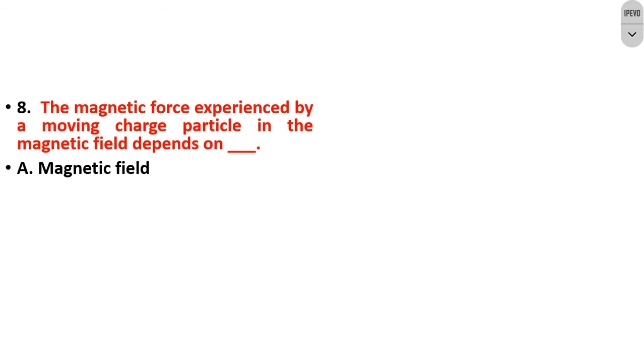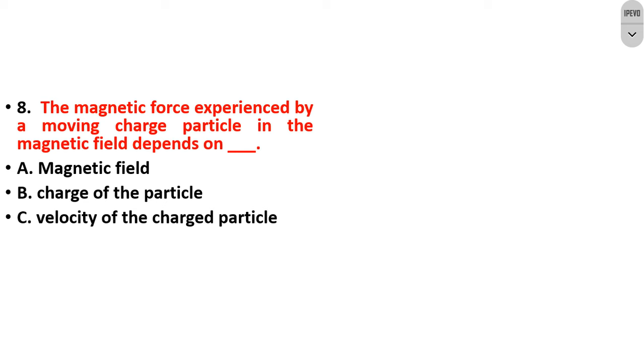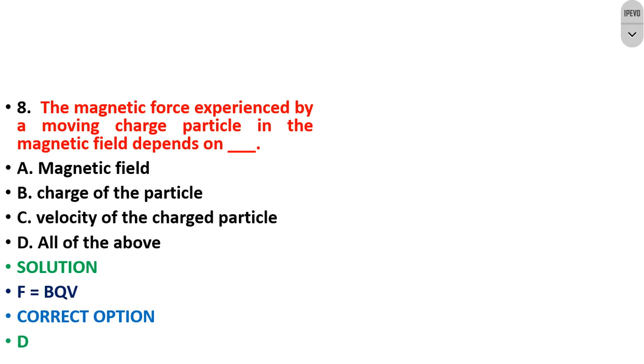Question 8 says, the magnetic force experienced by a moving charge in the magnetic field depends on the magnetic field, the charge of the particle, velocity of the charged particle, all of the above. Looking at this, don't forget this expression, F equals BQV. B means the magnetic field, Q means the charge, and V the velocity. So the magnetic force experienced by a moving charge depends on these three quantities listed below. So the correct option is D, all of the above.